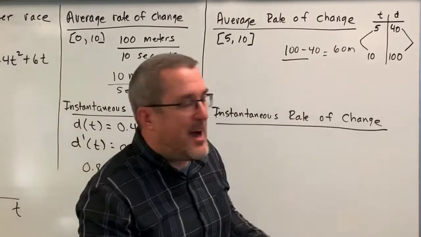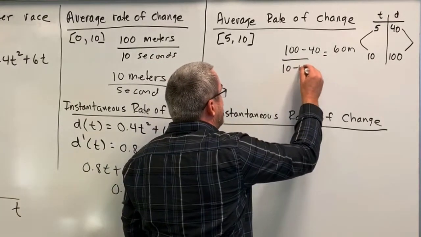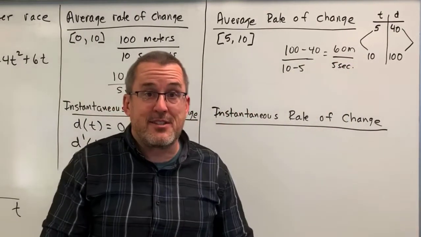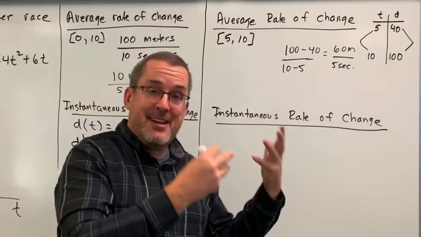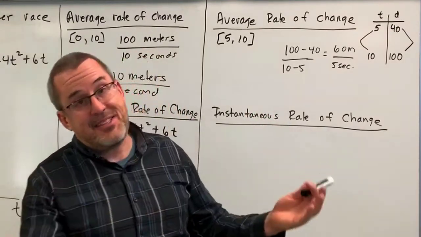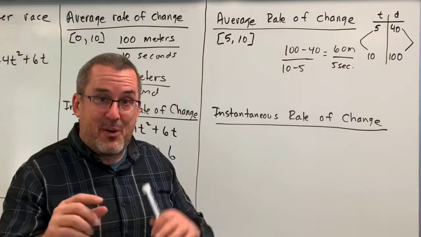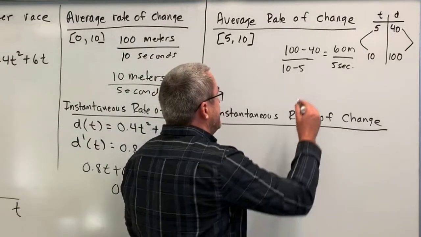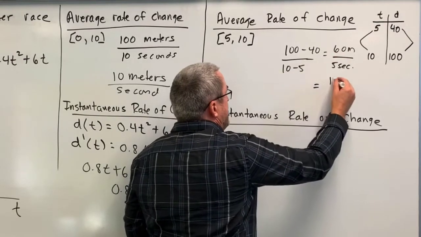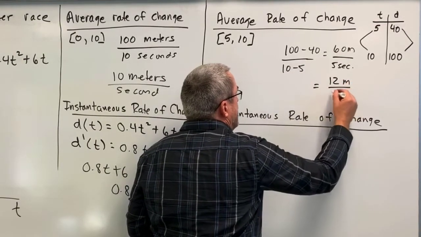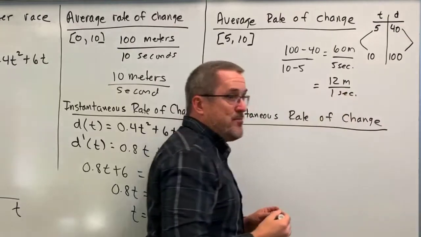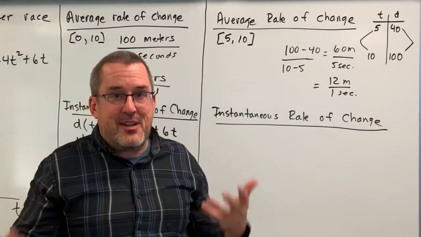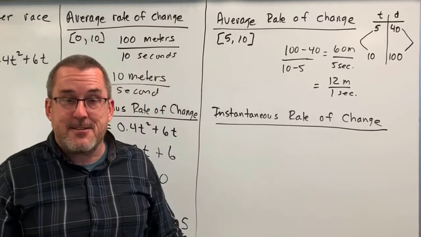And again, to see that, we could subtract. We could say 10 minus 5 is 5 seconds. So the runner has gone 60 meters in 5 seconds. Again, that's not how we typically report speed. We'll report it per 1 unit of time. So we'll divide by 5 to get this to be per 1. 60 divided by 5 is 12. So we will say 12 meters per 1 second. So on average, in the second 5 seconds of the race, the runner runs on average 12 meters per second.